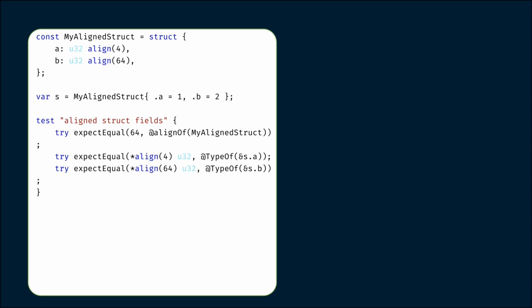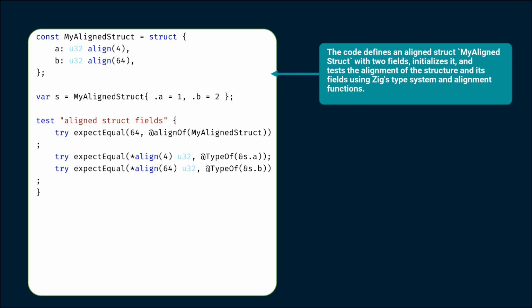Now let's take a look at how we can manage struct alignment in Zig to enhance performance. In the example, we define a structure named myAlignedStruct that contains two fields, A and B, each with explicit alignment specifications. The field A is aligned to 4 bytes while field B is aligned to 64 bytes. This careful placement not only ensures that the data is accessed more efficiently by the CPU, but also helps avoid potential performance penalties that can result from misaligned data access.